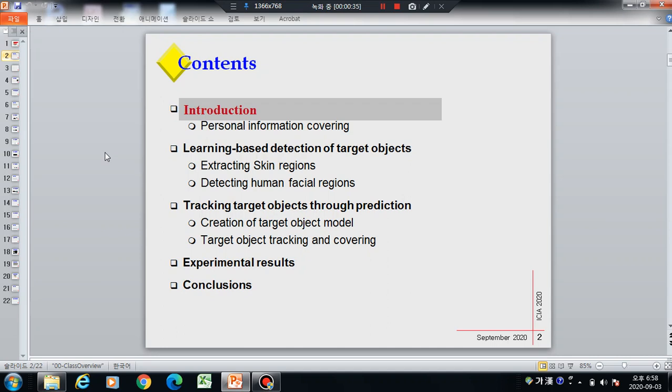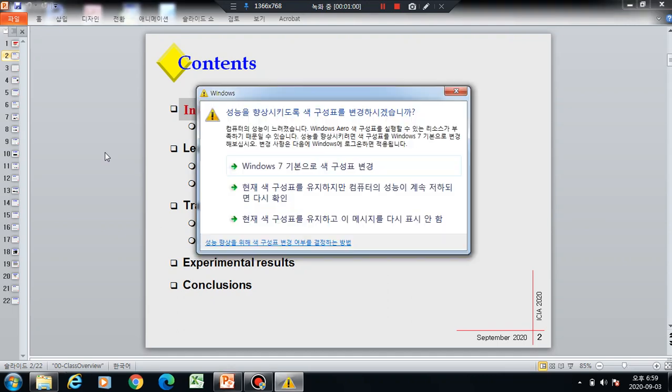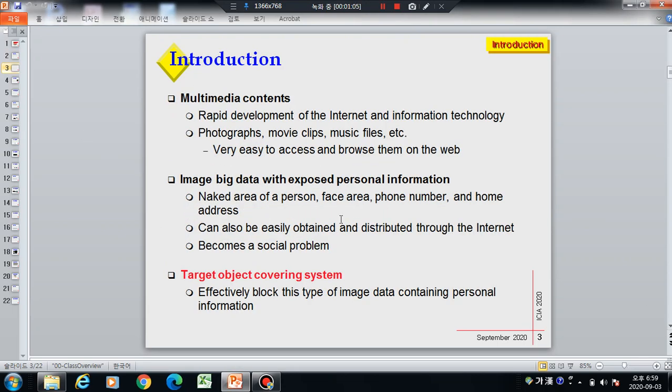In this presentation, I'll first provide a brief introduction to personal information covering. Then, a learning-based detection of target objects will be discussed. To detect target objects, a skin color model and a deep learning technique will be introduced. After that, I'll talk about covering target objects. To track and cover target objects, a target object model and a position prediction algorithm, as well as a blocking technique will be used. After that, some of the experimental results will be presented to evaluate the performance of the suggested algorithm. Finally, I'll conclude my talk.